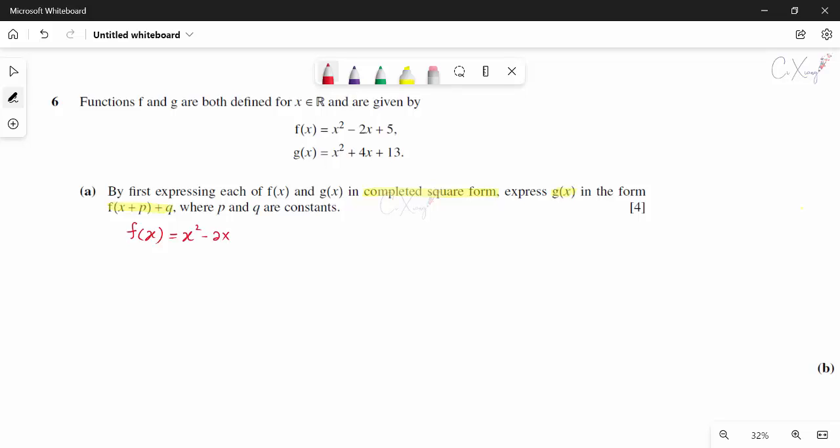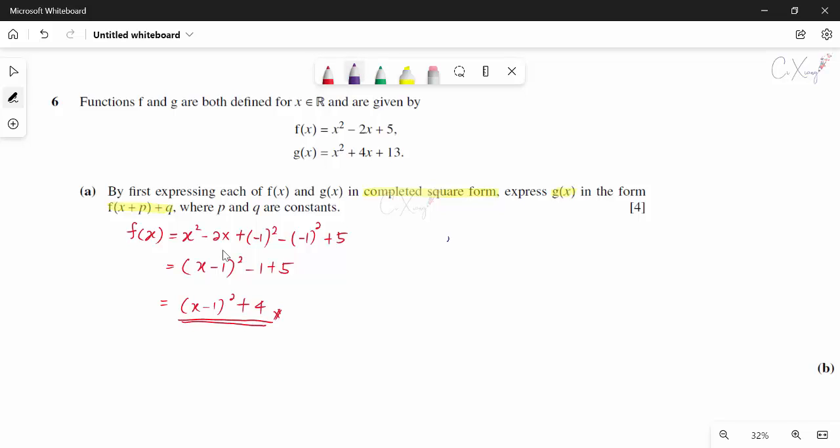Our b will be -2, so b divided by 2 will be -1. So I will add (-1) squared, and then subtract (-1) squared, then plus 5. I combine the first three terms together, I have (x minus 1) squared, then minus 1 plus 5. From here, I will have (x minus 1) squared plus 4. So this is the completed square form for f(x).